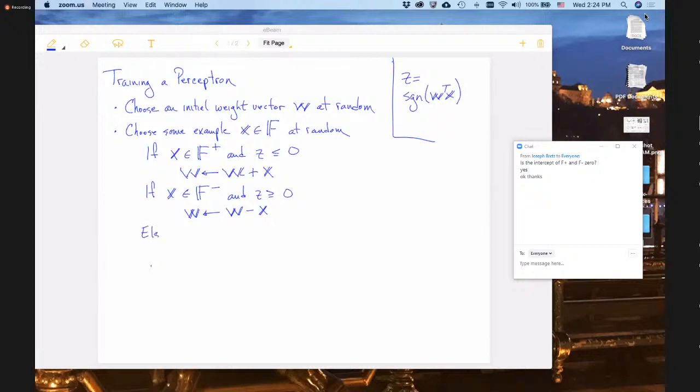Else, do nothing, because the network got it right. Okay, so at the moment on the surface, this looks very similar to Winnow, but we don't have that alpha term that we're dealing with. So we're not multiplying or dividing by alpha. We are using the example directly to modify the weights.